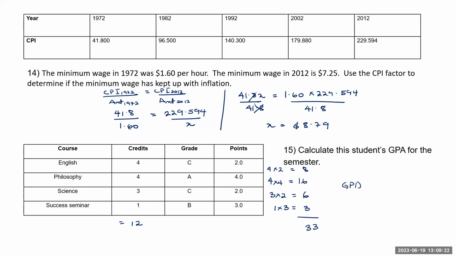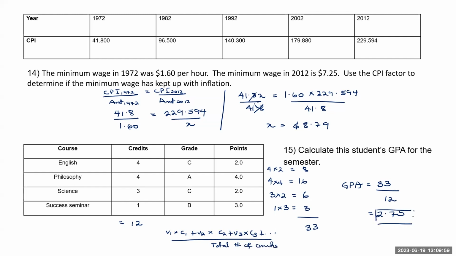So the student's GPA becomes 33 over 12, which is 2.75. Remember, for weighted averages by count, we take the value multiplied by count plus value times count plus value times count, and so on. And then we divide by the total number of counts. And so we can calculate the student's GPA.